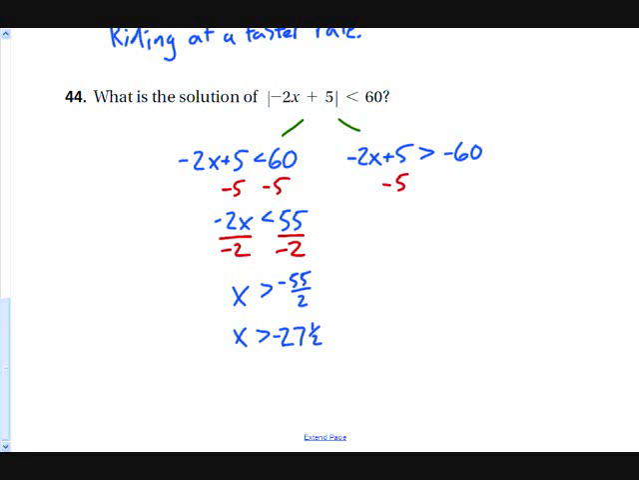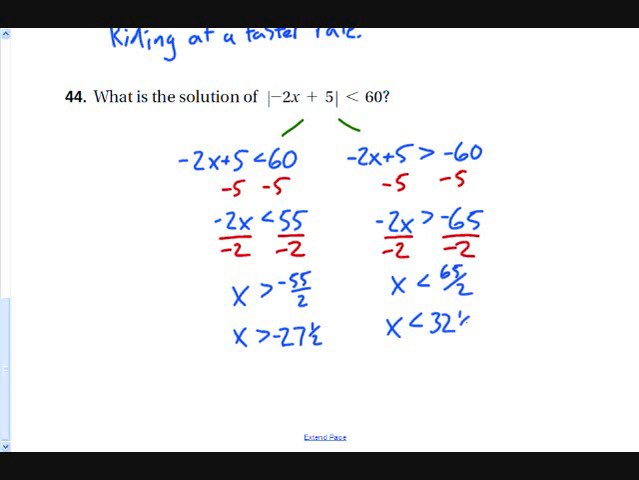I'm going to subtract the 55 from each side. So that's going to give me a negative 2x is greater than a negative 65. Again, I divide each side by a negative 2. And when I divide each side by a negative, I have to flip the inequality sign, so it becomes a less than symbol. Negative divided by negative is a positive, so it's 65 over 2. And again, for graphing purposes, I'm going to go ahead and write this as either a decimal or a mixed number. It looks like that's going to be a 32.5.